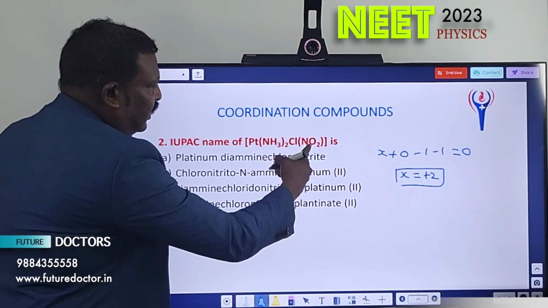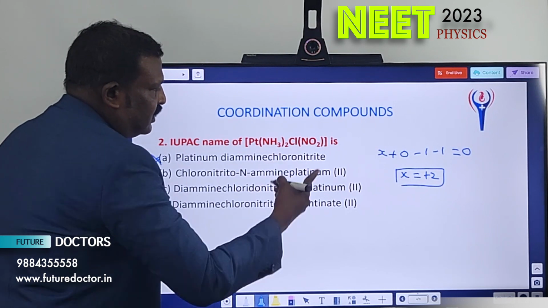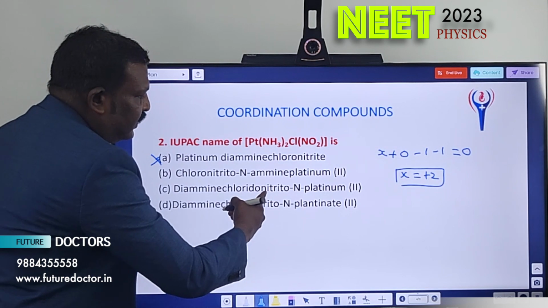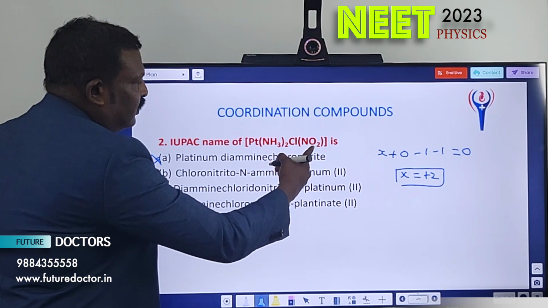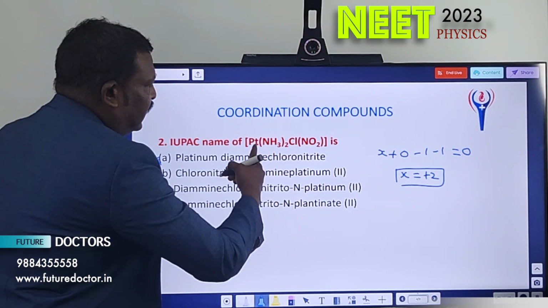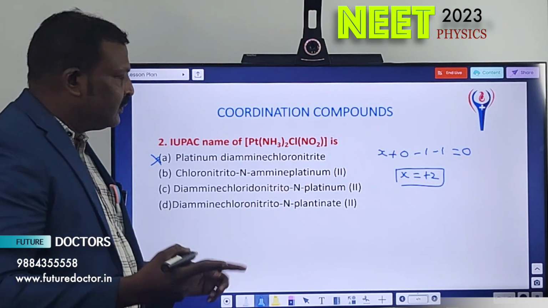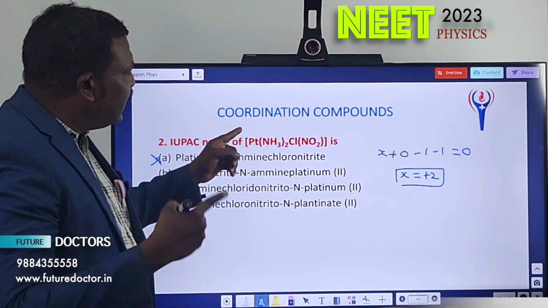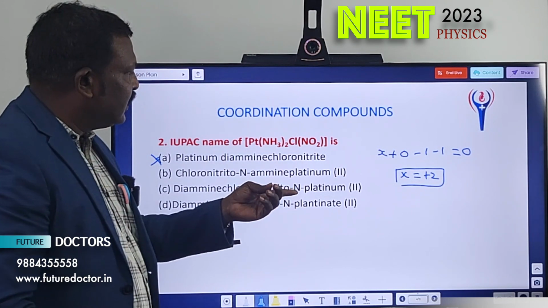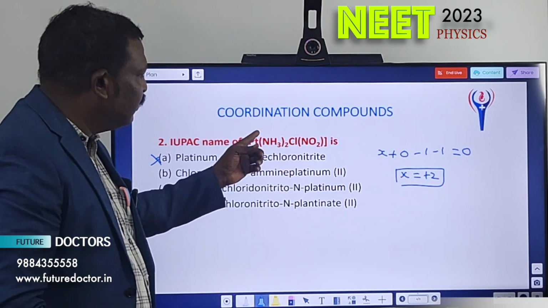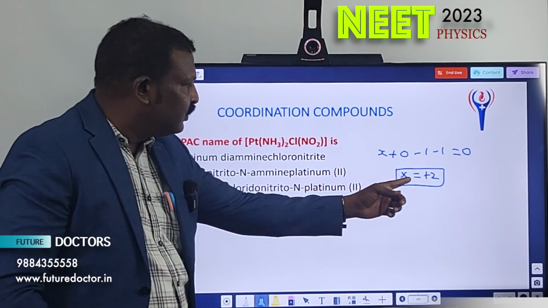chlorido. The NO2 is nothing but nitrito-N. It is an ambidentate ligand. Nitrogen only is the donor atom, so I am saying nitrito-N. Understood? So diammine, chlorido, nitrito-N, platinum. In a neutral complex, you should say only platinum. Don't say platinate. Only for an anionic complex should we say the metal ending with ate. But for a neutral complex and a cationic complex, you just say the metal name. Understood? Okay. Platinum, and we found out the oxidation state is 2.